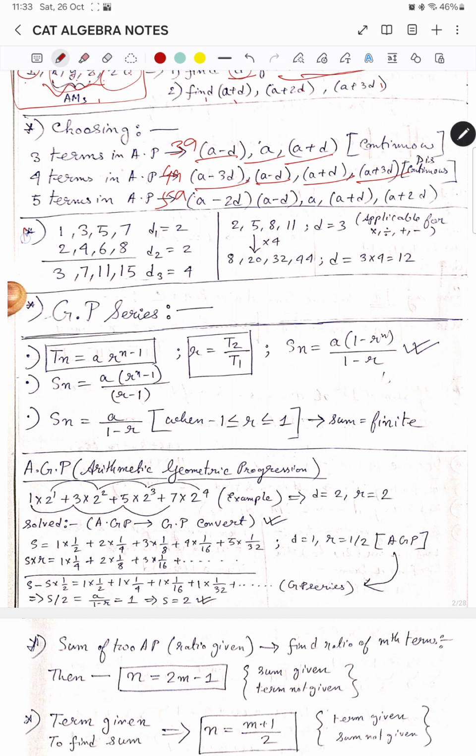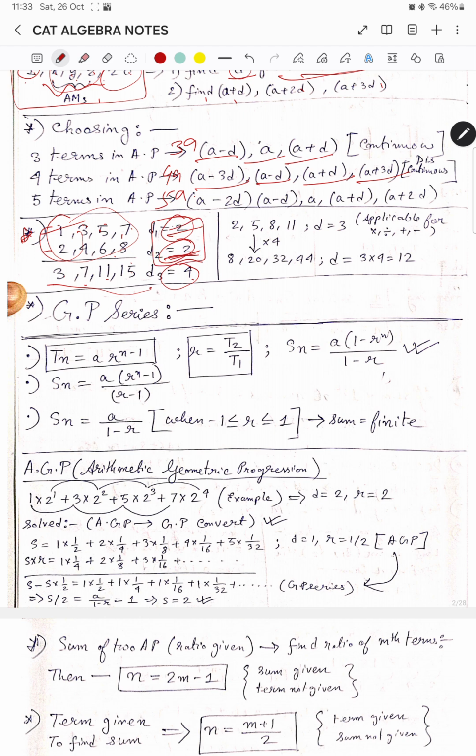And this was one of the properties: whenever you multiply or add or subtract or divide, you will get the same AP series actually. So d1 equals 2, d2 equals 2. Let's say in the first series you have d1 equals 2, in the second series you have d2 equals 2. When you add both series, it was 3, 7, 11, 15. This was also in AP with common difference of d1 plus d2.